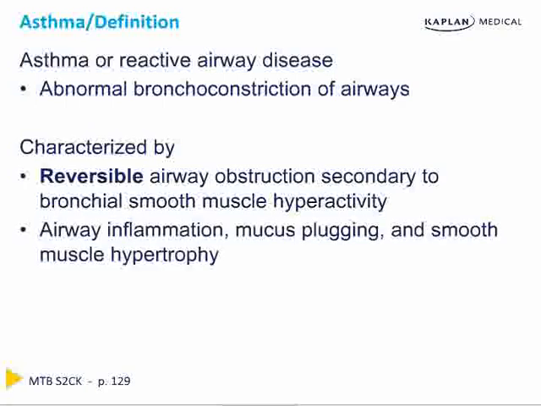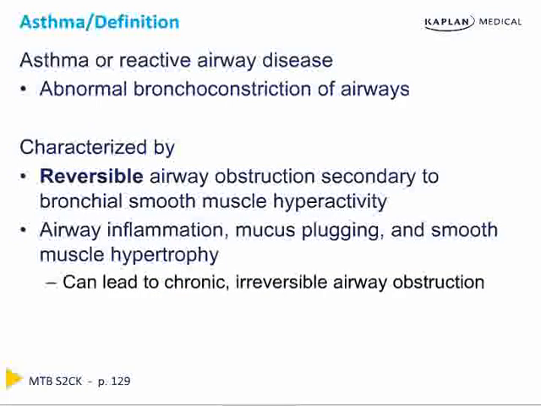However, there are several other components to asthma in addition to this reversible airway obstruction from the smooth muscle hyperactivity. These include airway inflammation, mucus plugging, as well as actual hypertrophy of the bronchial smooth muscle. As you might imagine, if all of these processes are going on over a number of years, it can actually lead to a chronic and irreversible airway obstruction. And in this chronic situation, asthma can be quite difficult to differentiate from other obstructive diseases of the lung.